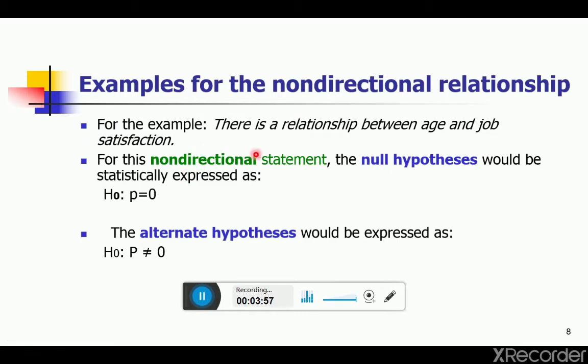Another example is a relationship between age and job satisfaction. Again we have two variables, one is age and one is job satisfaction. For this we express the null hypothesis as rho equal to 0 and the alternative hypothesis as rho not equal to 0. Again, a non-directional hypothesis.